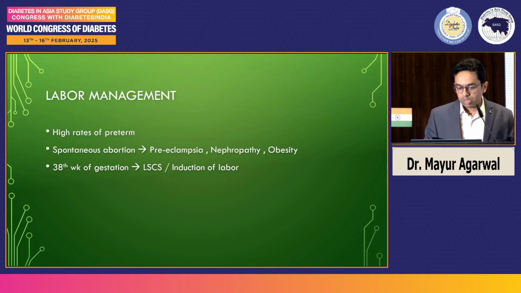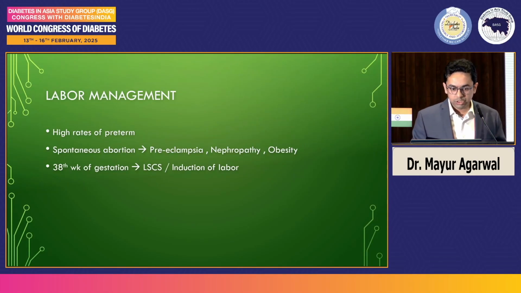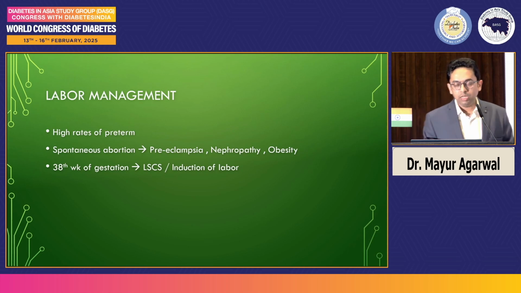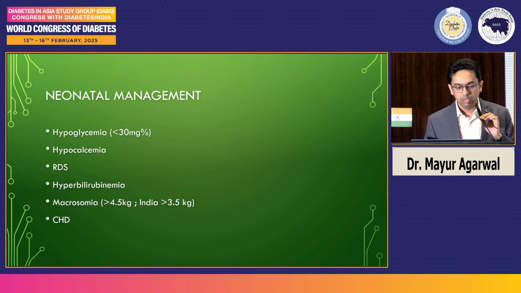Now let's talk about labor. There are high rates of preterm birth in GDM, and spontaneous abortion because of preeclampsia, nephropathy and obesity. Usually the gynecologist would say that at the 38th week, when the fetus is mature enough, you should go for either LSCS or induction of labor is also possible. It's not that all these patients should be subjected to cesarean section only. If there is an indication for cesarean, it's not the glycemia.